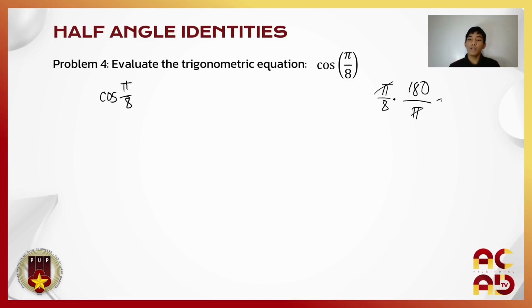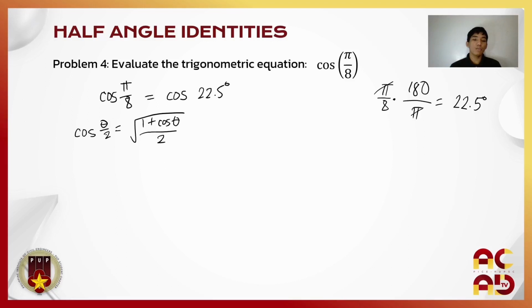So, maka-cancel ito. And then 180 over 8, that is equal to 22.5 degrees. So, ang cosine pi over 8 is just equal to cosine 22.5 degrees. And then, using the half-angle identity, cosine of theta over 2 is equal to the square root of 1 plus cosine theta all over 2. And then, yung theta natin would still be 45 degrees.